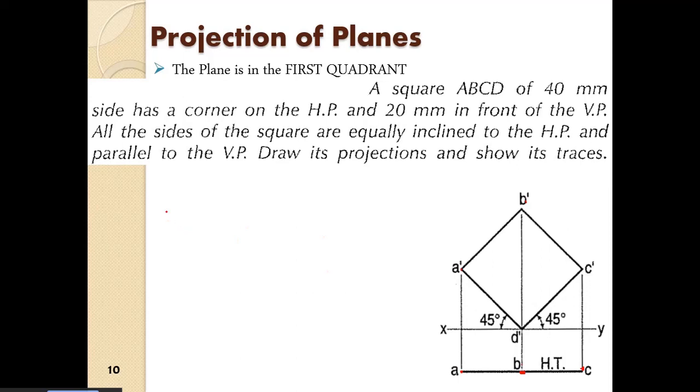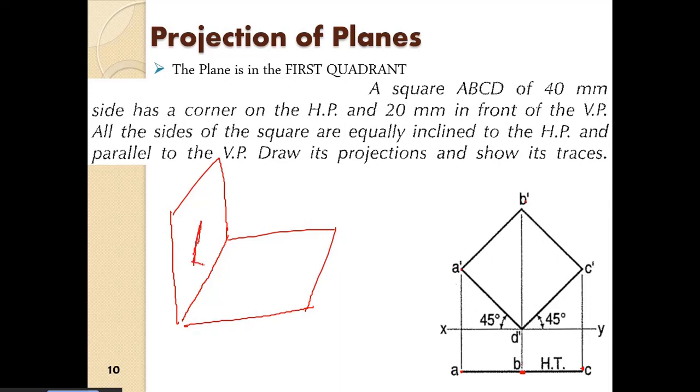If you see the three-dimensional view, it will be somewhat like this. First I will draw the projection of the plane so that it becomes easier for me to draw. From here 20 mm, from here 20 mm, and I will join these points. So this is the plane which is in front of the vertical plane, and this is the projection, the front view position.